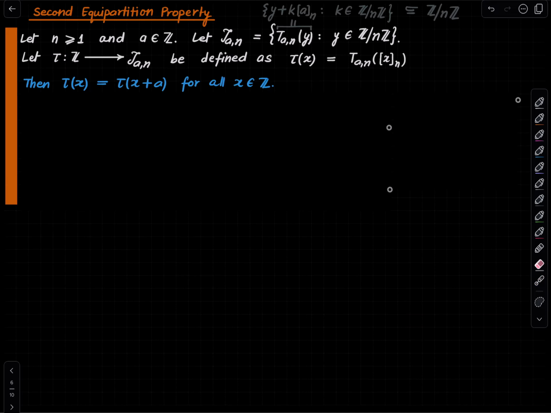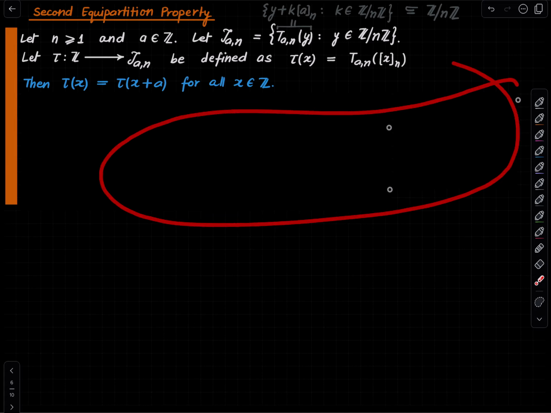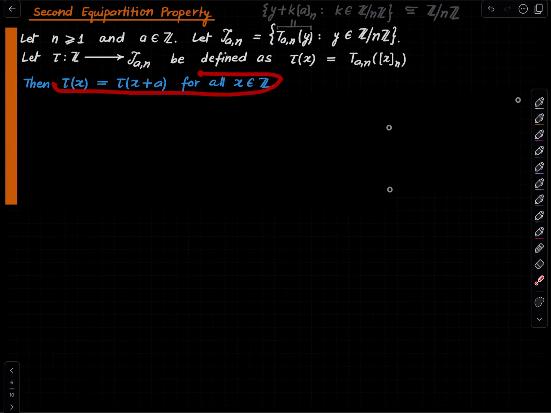But now here is the thing. We note that tau has this periodicity property. It is periodic with period a. It could have a potentially smaller period, but it certainly has period a is what we claim. So let's prove that claim and then see the rest of the statement. This is not the equipartition property yet. This is just part of the whole package. So what is the reason behind the blue statement?